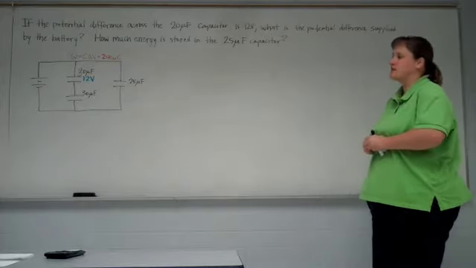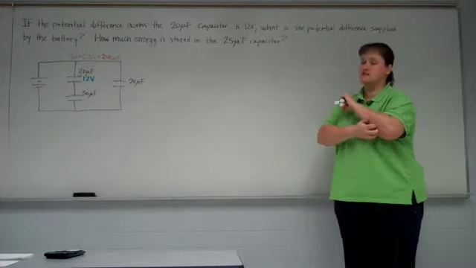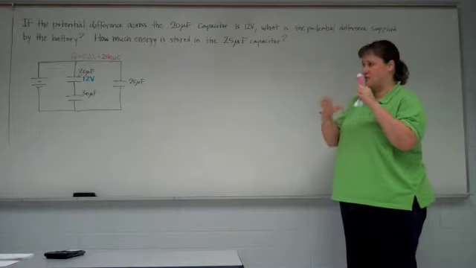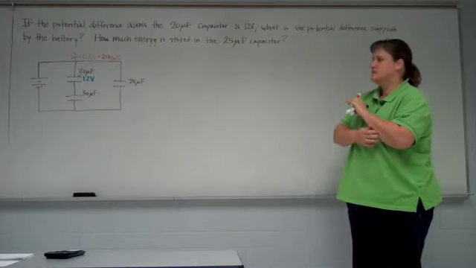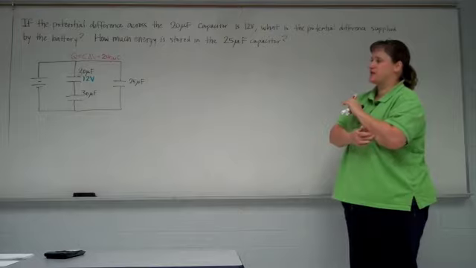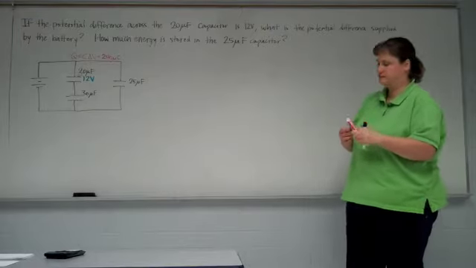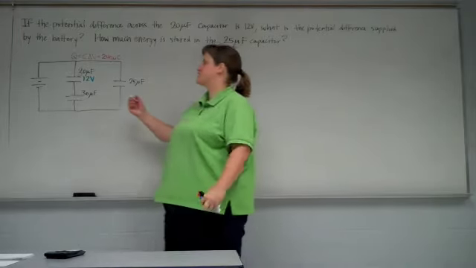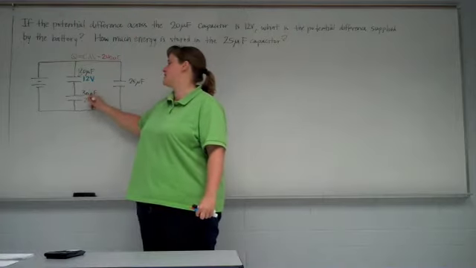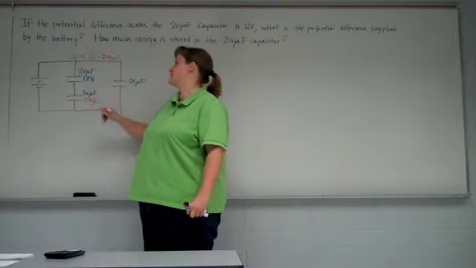Now we know the 20 and the 30 are connected in series. They're along the same path. There's no branch between them. So what do I know about the 30 microfarad capacitor then? It has the same charge as the 20. It has to have the same charge as the 20. So it also has 240 microcoulombs of charge.